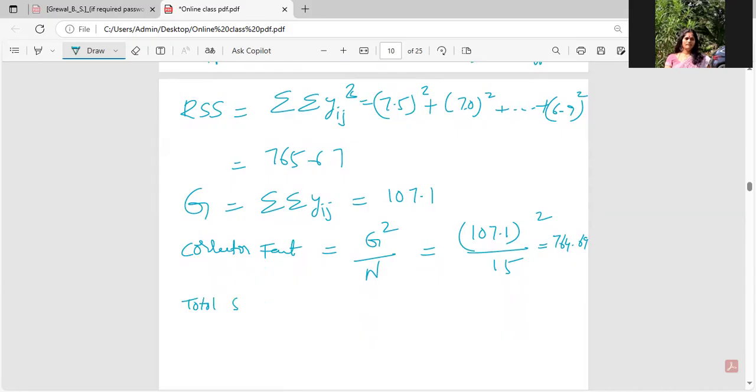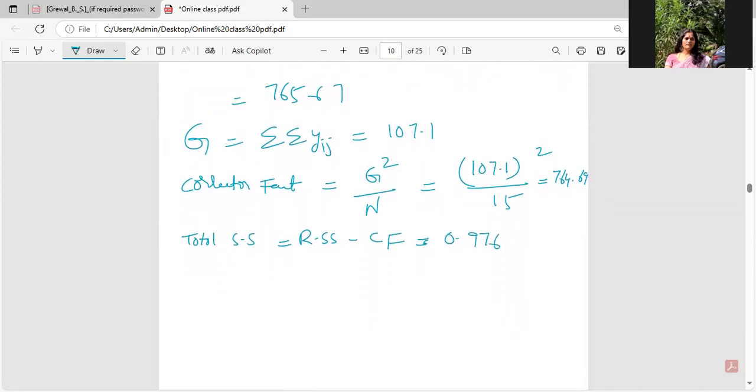Total sum of squares is equal to raw sum of squares minus correction factor. This would give me 0.976. Whose values are there above? You can just put them and get the value. Now coming to SSA. SSA guys, SSA is nothing but 1 by H summation Ti squared minus correction factor. Okay. So this value would give me something like 0.043.